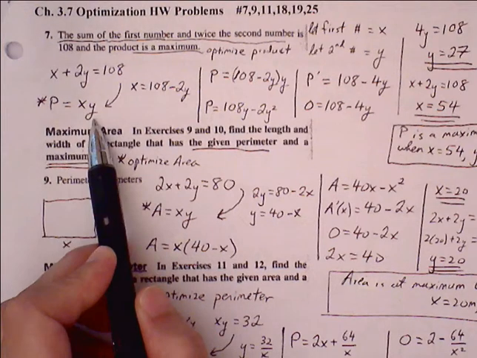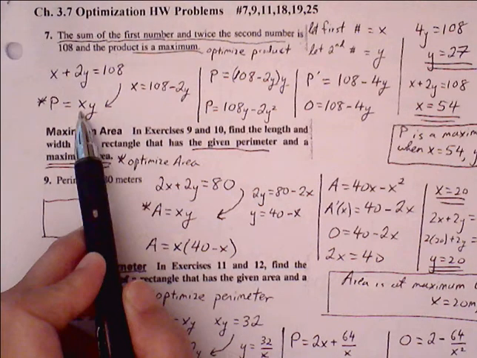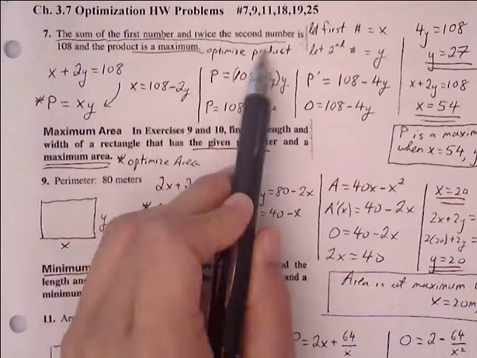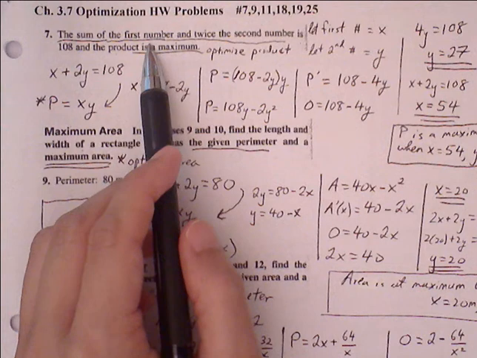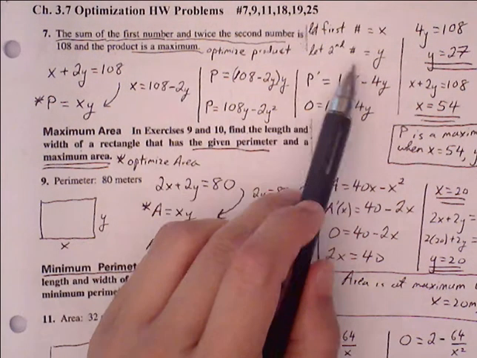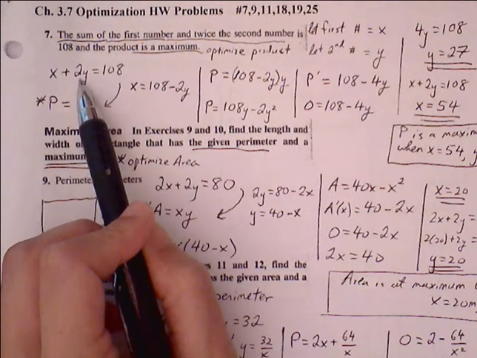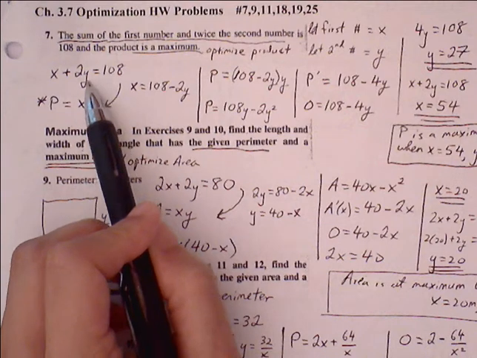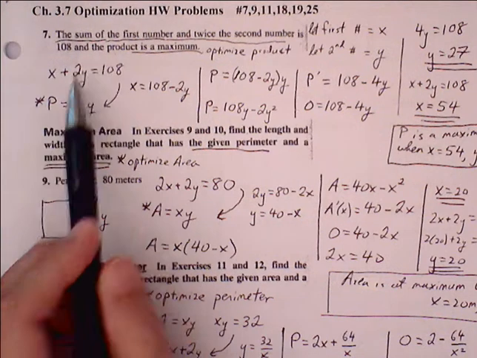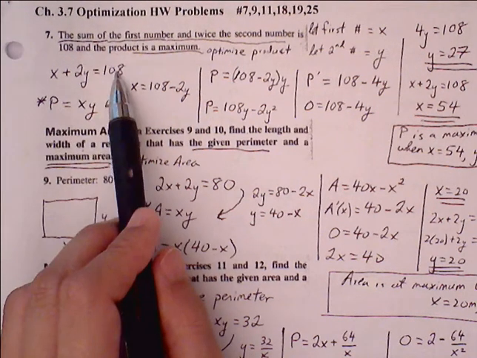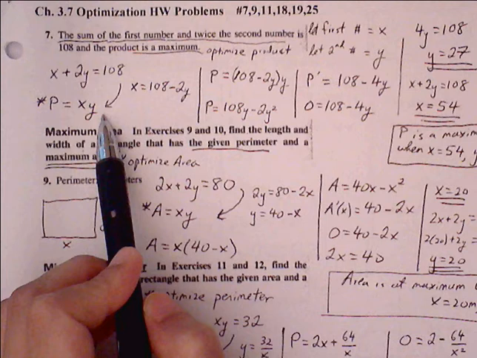However, if you look at your product equation, we have too many variables, right? We're trying to get this down to one variable, and so that's where this second piece of information about the sum comes in handy. So we're told that the sum of the first number, we'll let that be x, and twice the second number, we'll let that be y. So x plus 2 times y is equal to 108. And we know the product is equal to x times y. So we have this equation available to help us get our product equation down to one variable.